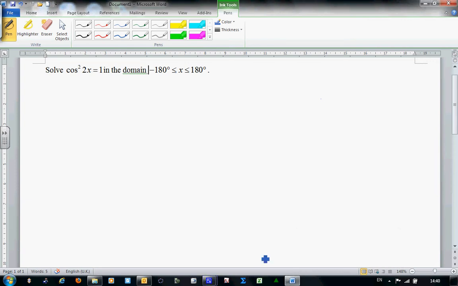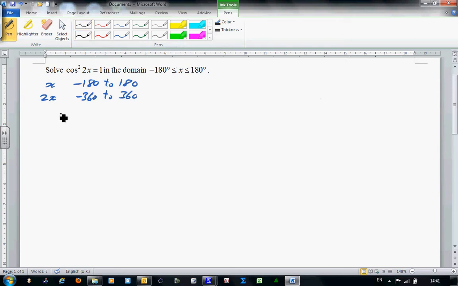Okay, in this example, we not only have a double angle 2x, we have cos squared, so we're squaring it as well. First thing we can look at is our domain. We've got that x is from negative 180 to positive 180, but we're looking at the angle 2x. It says cos squared 2x, so 2x will go from negative 360 to positive 360. What can we do from here?